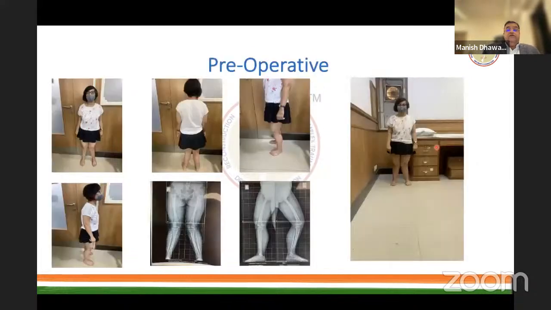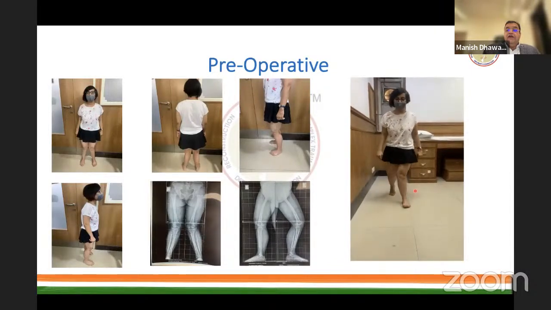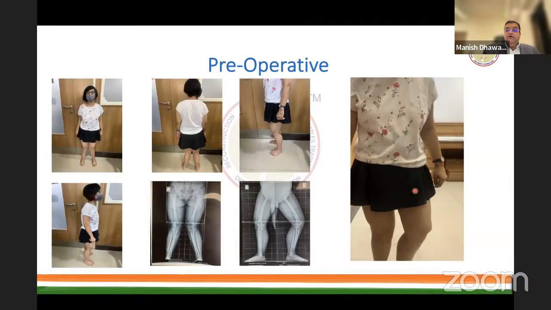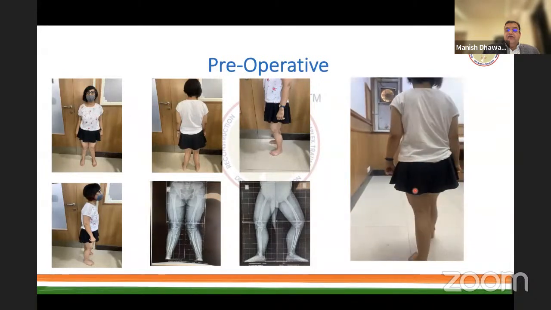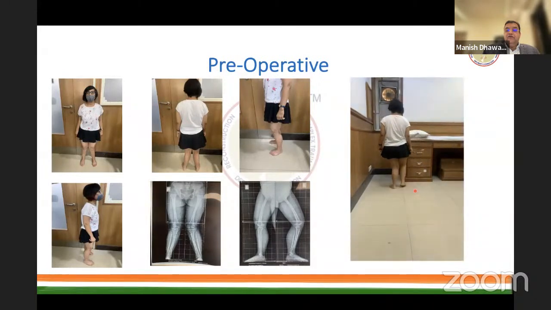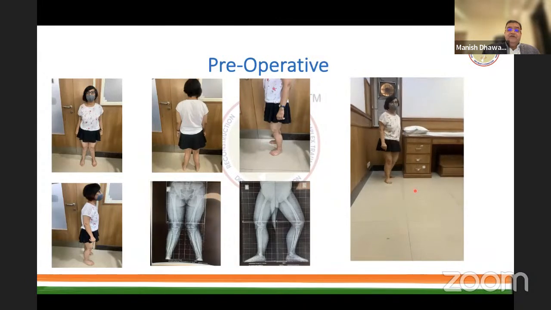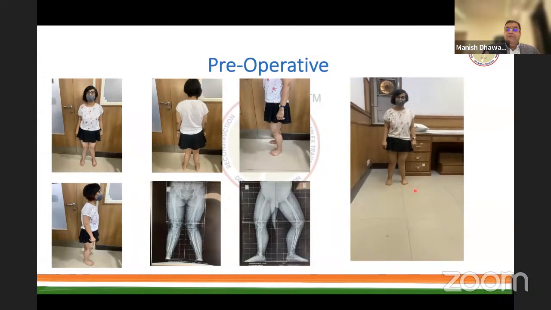So this is our situation. If you see both sides, genu valgum, she's short statured also. See her walking gait. There is slight external rotation also. Clinically, there is some bowing in the tibia also. So you can see the X-ray. This is the X-ray. There is bowing in both tibiae also.